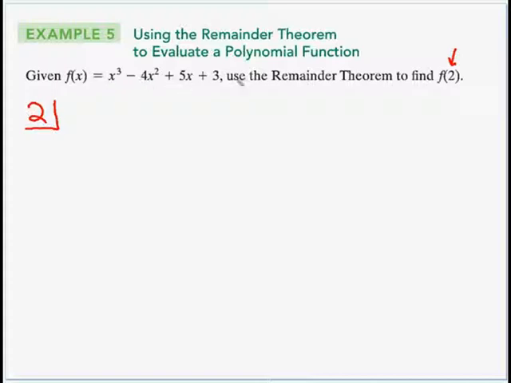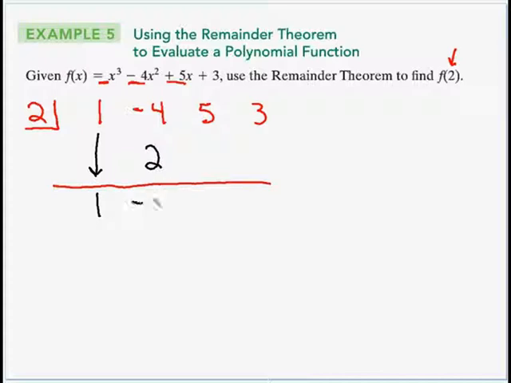Let's bring our coefficients down here. In front of the x cubed is a 1. In front of the x squared is a minus 4. In front of the x is a positive 5. And our constant is 3. So let's synthetically divide. Bring down our first term, 1. 2 times 1 is 2, and we add those numbers. 2 times negative 2 is negative 4. Add those numbers. 2 times 1 is 2. Add those numbers. Our remainder is 5.